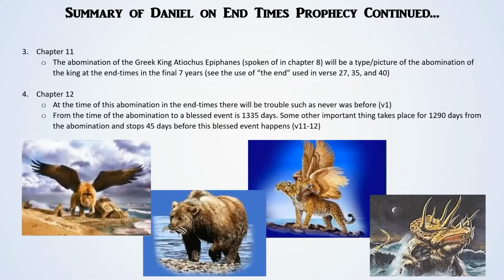And then also we found out at the end of chapter 12, when Daniel's asking about timing, when is this going to happen? The only timing indication he gets is these 2 counts from the abomination until the end. He's told that from the time of the abomination until a blessed event happens, the thing that they're all waiting for, is 1,335 days. And something else that is important takes place for 1,290 days from the abomination, which leaves 45 days. So something happens for 1,290 days, and then after that thing gets done, there's 45 days left until the 1,335 days come, and that's what everybody's waiting for.